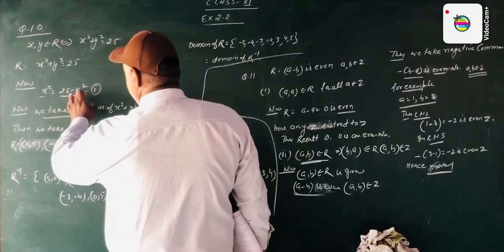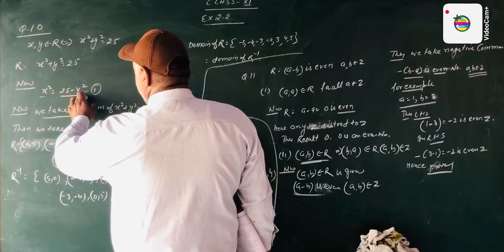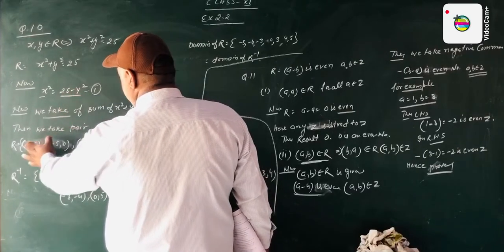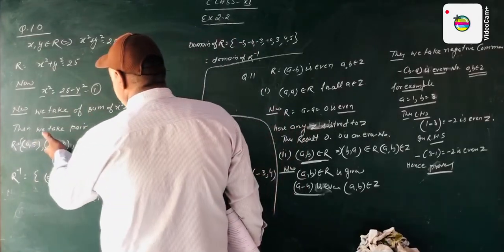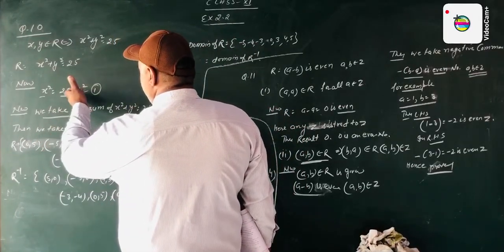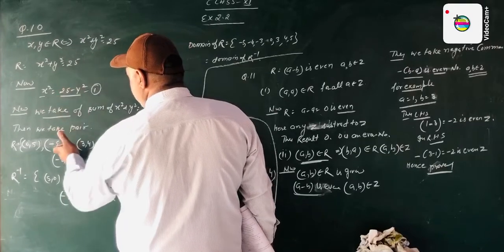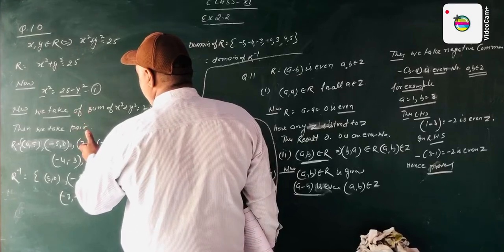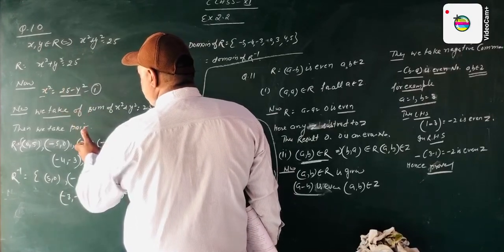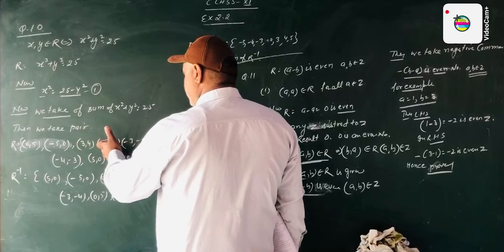y is 5. 5 square means 25. 25 minus 25, we get the result 0. After this we take the value of minus 5. Minus 5 square is also 25, and 25 minus 25 gives the result 0. After this we take the value of y as 4, and we get the value of x equal to 3 and minus 3.